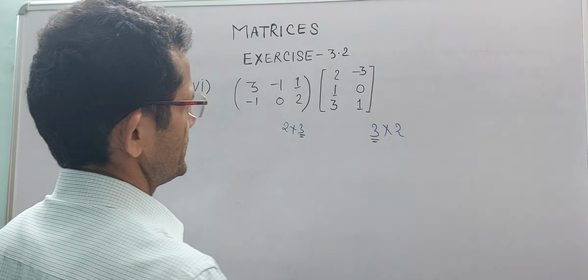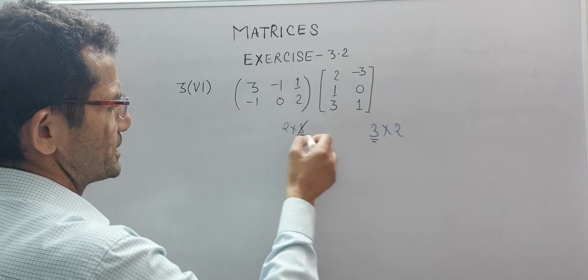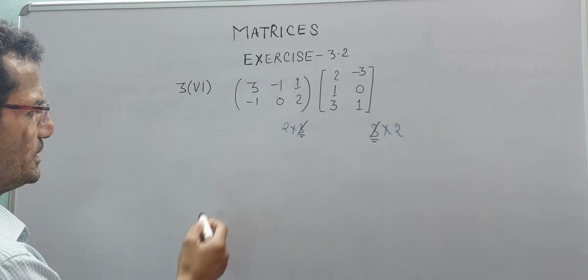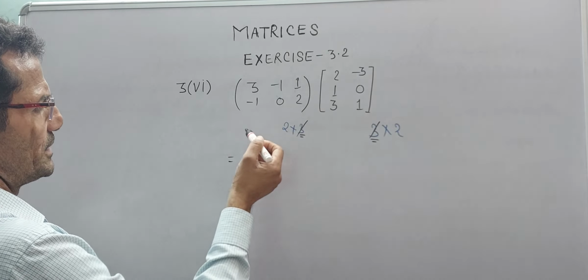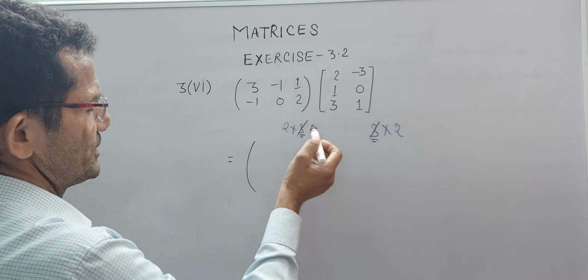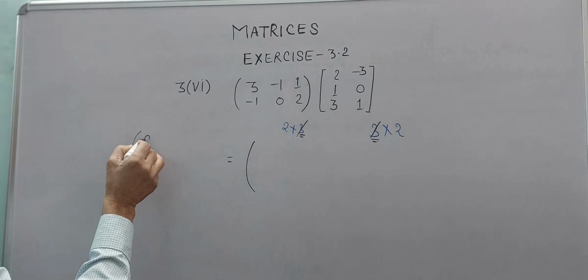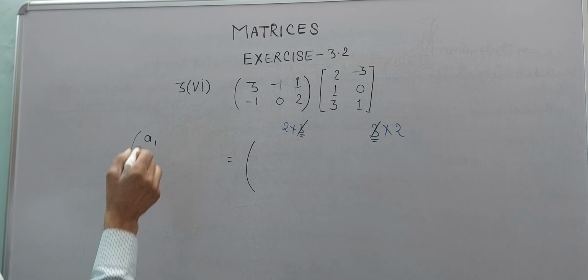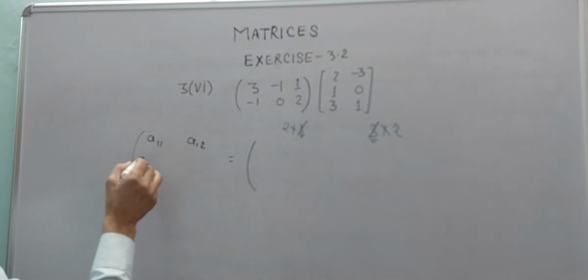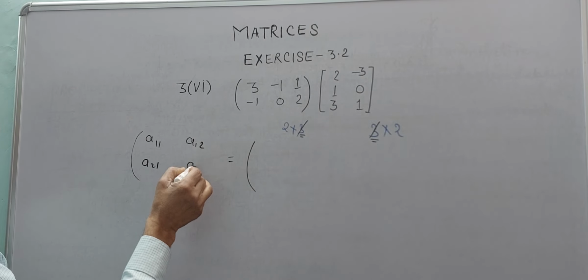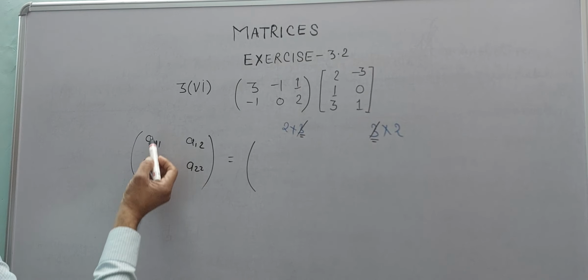So now the order of the product will finally be 2 cross 2. Okay, so this will be removed, and we get only 2 rows and 2 columns. Now the product finally becomes, if I want to calculate the first row, first column element, and first row second column, and the second row first column, and second row second column element.